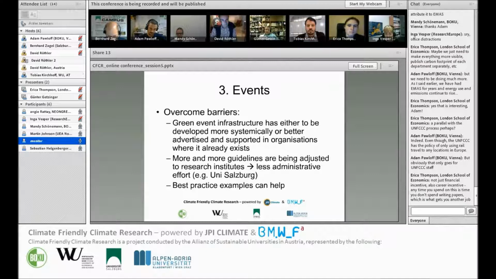What has to happen to overcome these barriers is that this green event infrastructure needs to be implemented more systemically and better advertised and supported in organizations where it already exists. So this is a twofold dimension. On the one hand, there are organizations or researchers that don't even know about the possibility to organize green events. So for them, there must be a broader advertisement of guidelines that exist, which they can adhere to. And then on the other hand, in big research institutes, often people are not aware that they actually can organize green events. So within the institutes, this advertisement has to be fostered as well.